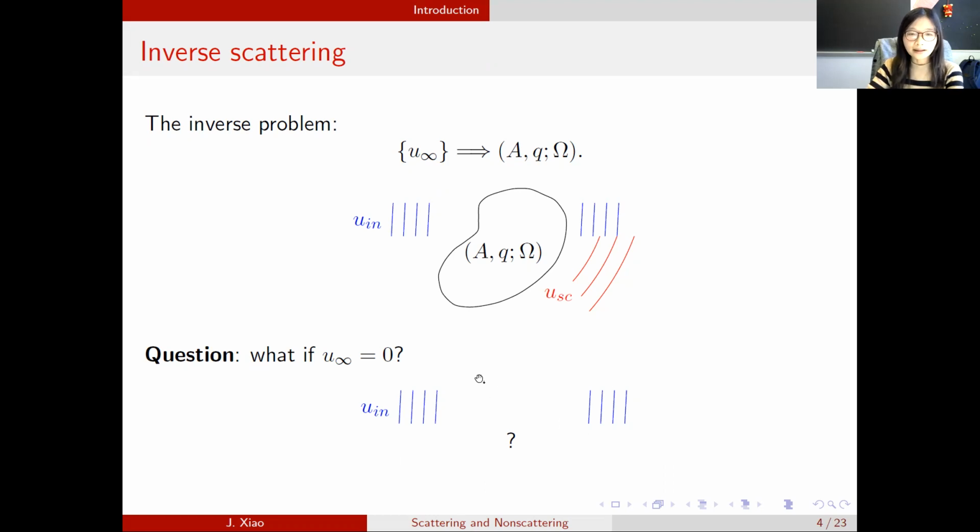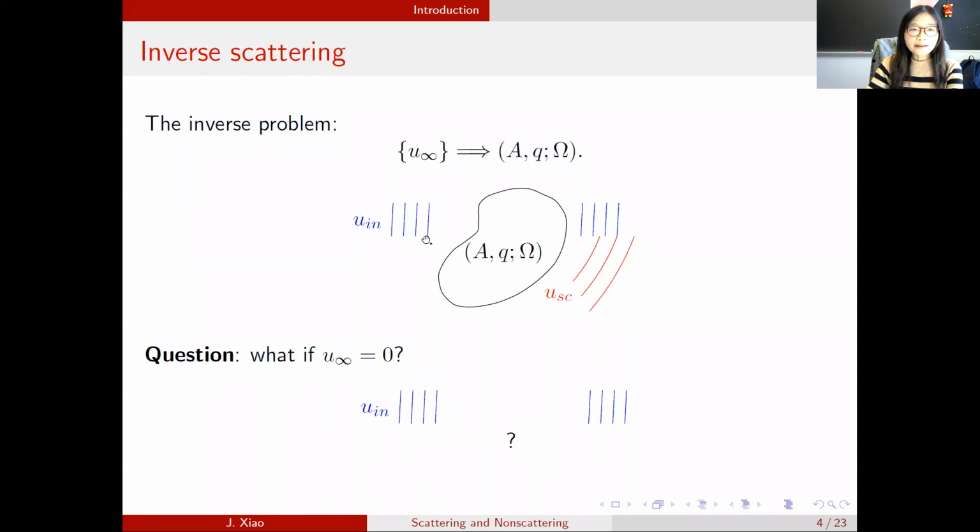This is important in some inverse scattering reconstruction methods, because it may cause potential failure of the reconstruction method. Besides that, it's also an interesting question in scattering theory, and it's also related to some other problems.